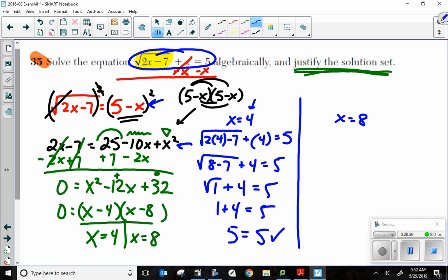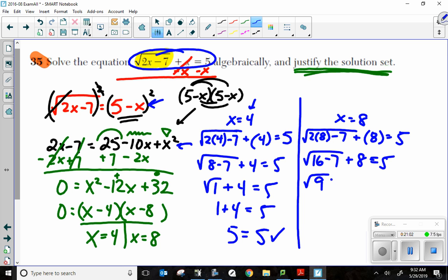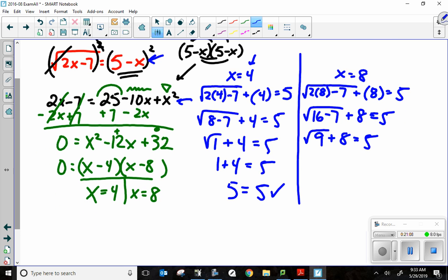It works. Going to do the same thing with 8 to make sure it works. The square root of 2 times x, in this case it's 8, minus 7 plus x again, which is 8, should equal 5. In this case it's the square root of 16 minus 7 plus 8 equals 5. I should know right now that's not going to work, but let's keep on going. Okay, let's just verify it. Square root of 9 plus 8 equals 5. And every time you get an answer that doesn't work with a square root, it tries to work but quite doesn't. 3 plus 8 equals 5. 11 does not equal 5. All right?